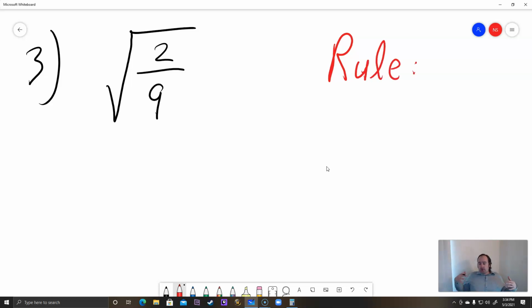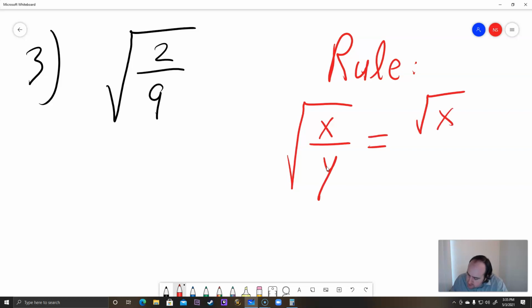is if you have the square root of a fraction, you can distribute the square root to the top and the bottom. So if you have the square root of x over y, this is equal to root x over root y. That basically just says that you can distribute the radical to the top and the bottom. And that's not just true for square roots, that's true for any kind of radical. So if you had the nth root of x over y, that would equal the nth root of x over the nth root of y.